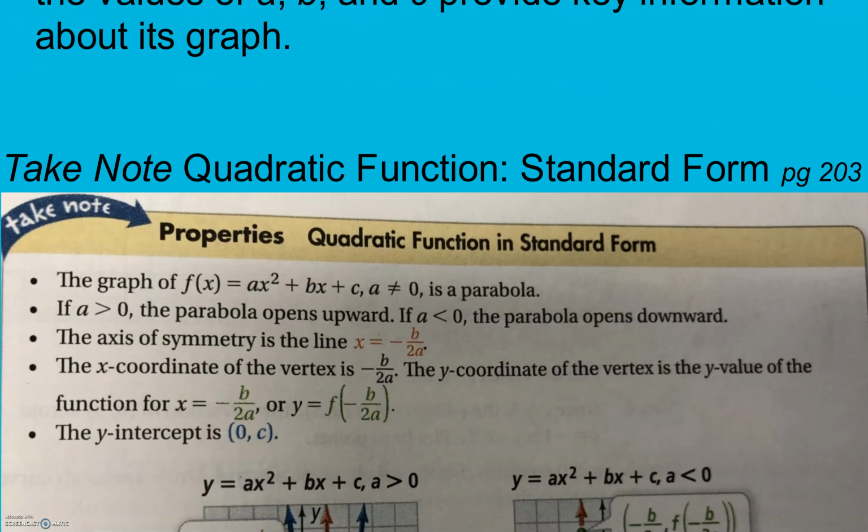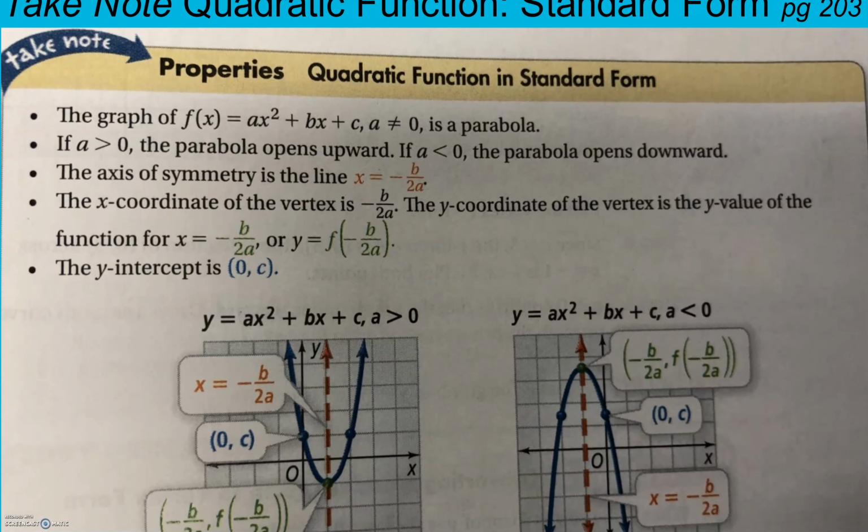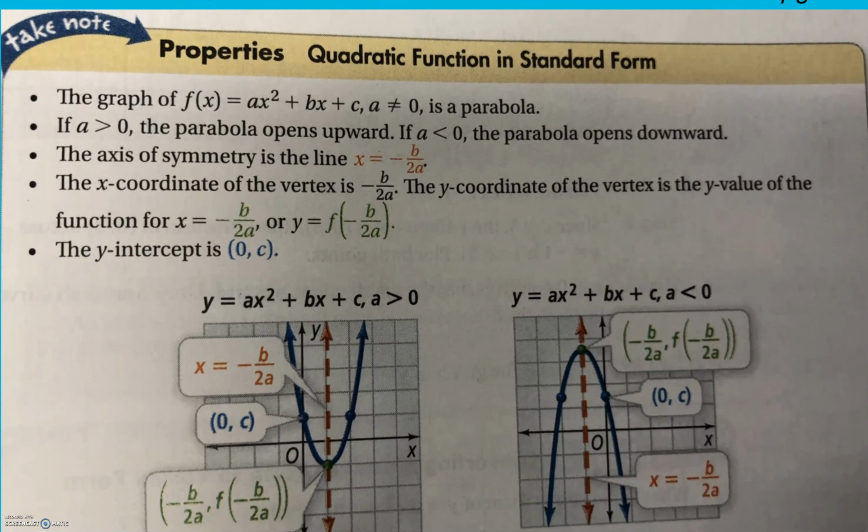So if we look at the take note on page 203 here, I've put it up as a picture here as well. The graph of our parabola happens anytime we have an x squared, so as long as a is not equal to 0. So our first term, when it's in standard form, which means highest degree to lowest degree, biggest exponent to smallest, is squared, then it's going to be a parabola. So again, standard form is ax squared plus bx plus c.